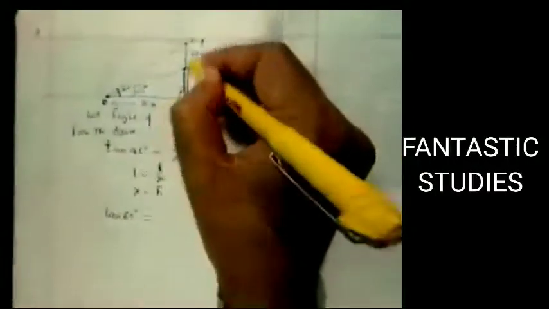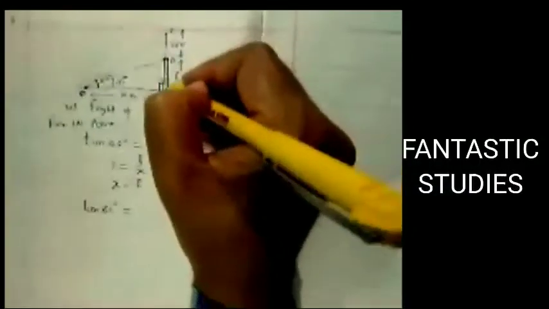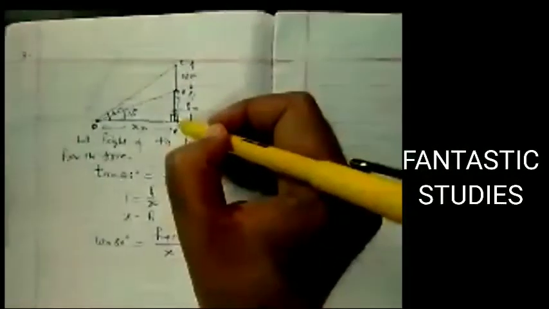So we have tan 60 degrees is equal to perpendicular by base. Now what is the length of perpendicular? It is H plus 1.6 upon X. Base is same for both triangles, but perpendicular changes. So perpendicular is H plus 1.6 and base is X.